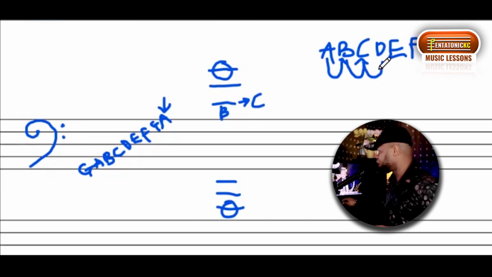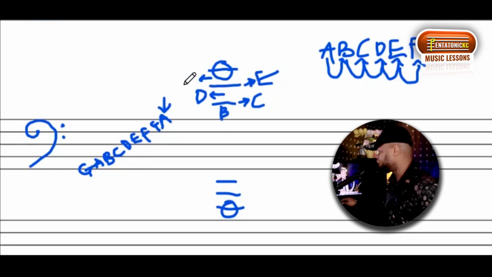Then after C, next we have is D. So this space will be D. Take note, we are moving line, space, line, space. Then after D, the next will be E. So this line will be E. Then after E, the next will be F. So take note, after this line, we're moving to this space. So it will be F. Then after F, the next we have is G. So from this space, we'll move directly to this one, which is going to be your G.